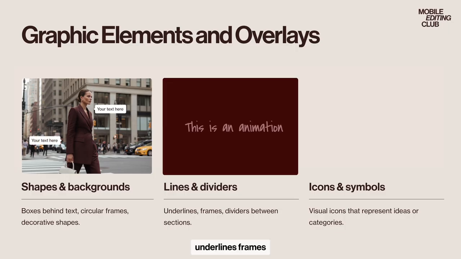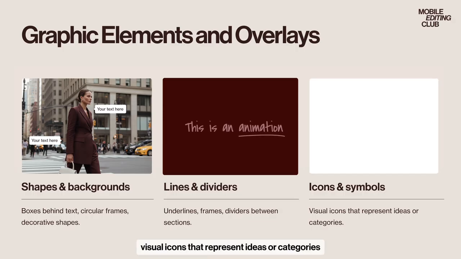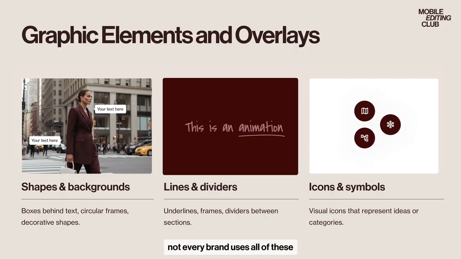Lines and dividers, underlines, frames, dividers between sections. How do they appear and behave? Icons and symbols, visual icons that represent ideas or categories. How do they enter and exit? Not every brand uses all of these, but if you use any, you need consistent rules for how they behave.